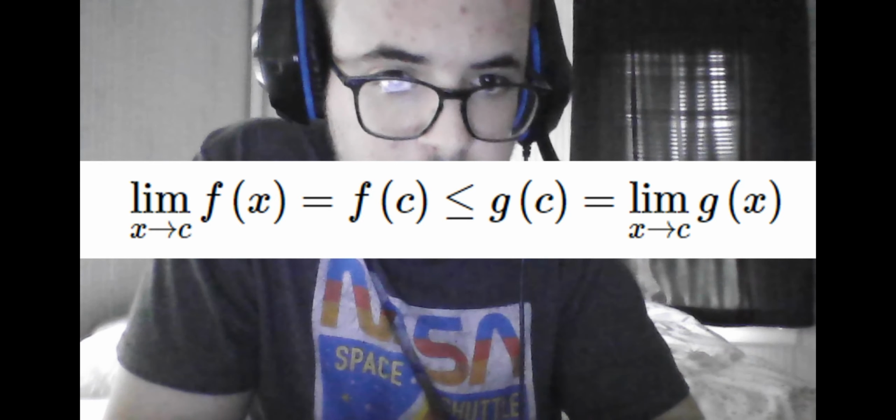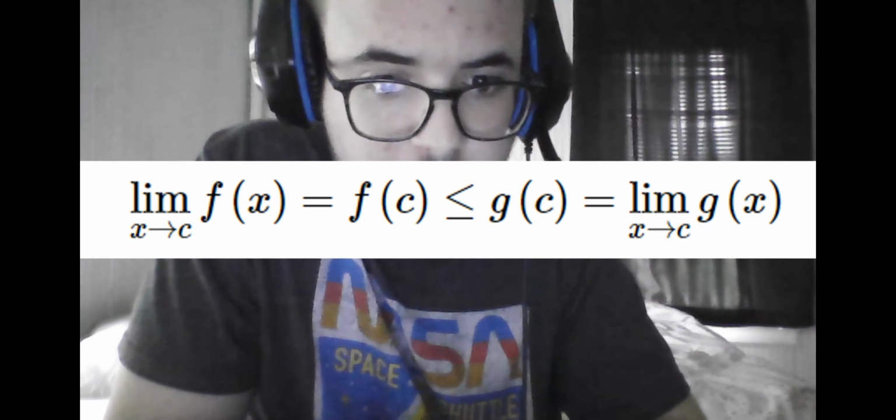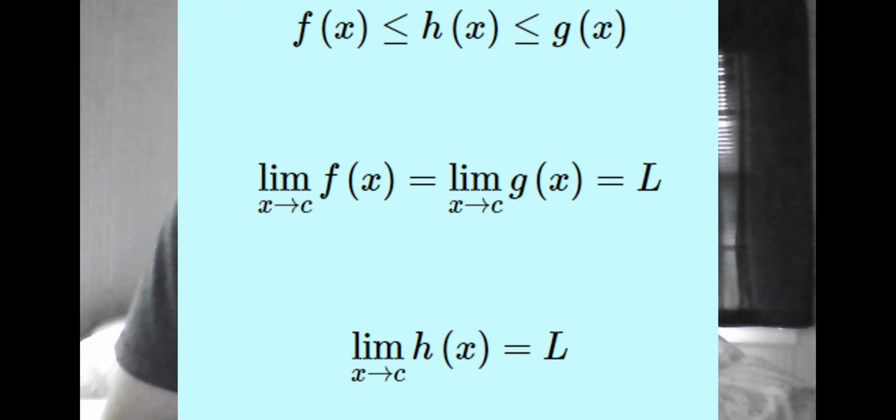So now we can create a third function, h of x, which is in between these two functions, and state that if the limits of these two functions are equal to each other and also equal to a finite value, then it follows the function of the middle value, h, must also equal that finite value.